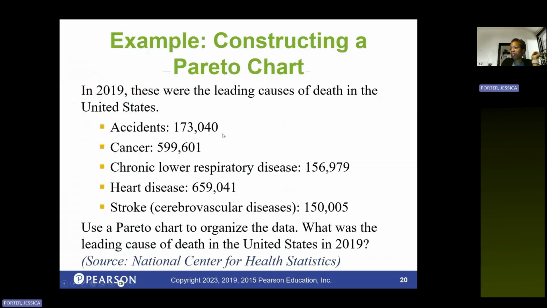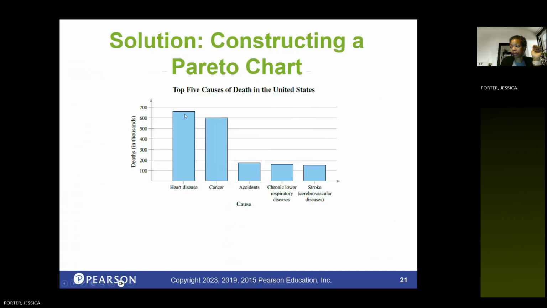And so we have these different accidents, cancer, chronic lower, leading causes of death. We're going to use a Pareto chart to organize the data. So on our Pareto chart, heart disease is going to be first because that has the highest frequency. See there? Heart disease has the most, and then you have cancer, then you have accidents, chronic lower respiratory diseases, and then stroke.